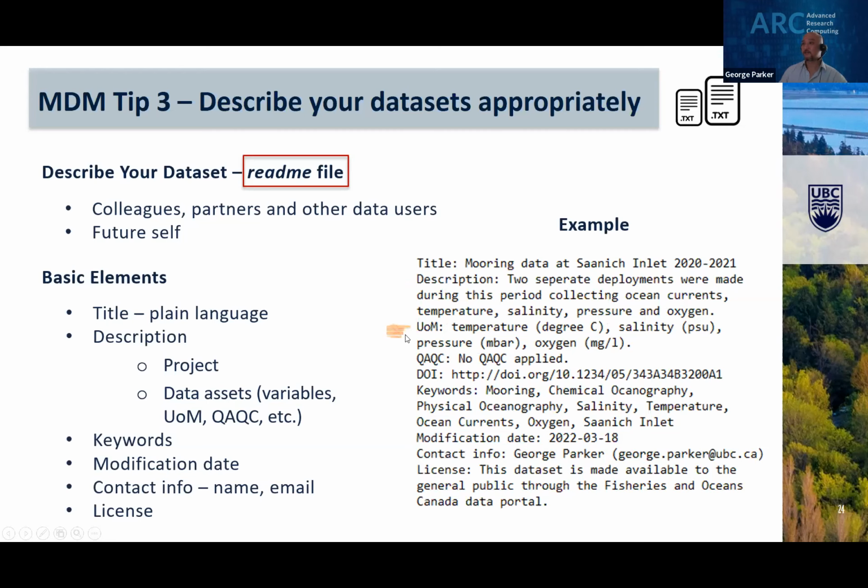This is the unit of measure. Unfortunately, there's no QA/QC done for the data set. And I also provide the DOI. This is a pseudo DOI, so don't try to Google that because you wouldn't get anything. And I have my keywords, modification date, contact, and license info.